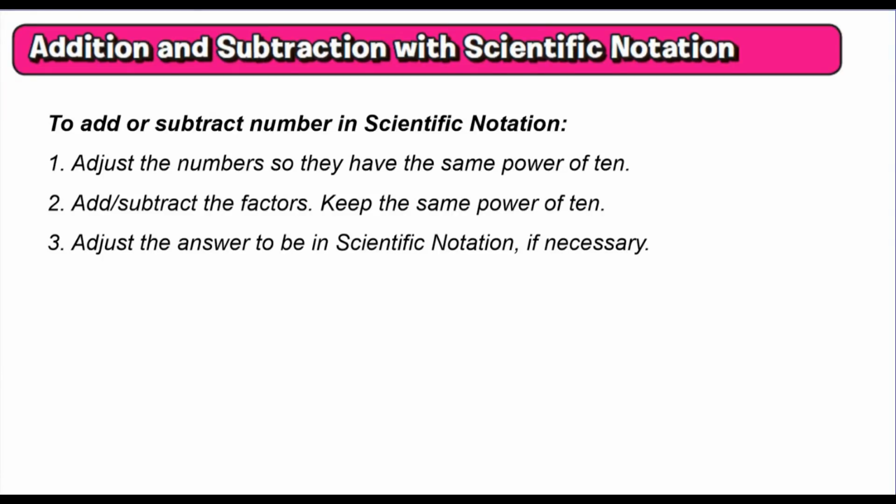To add or subtract numbers in scientific notation, I have to adjust the numbers so that they have the same power of 10. I cannot add or subtract numbers in scientific notation unless they have the same power of 10. It's kind of like when you add or subtract decimals, you have to line up the place values. The place values have to line up, so I have to have the same power of 10 so that my factors are in the right place values.